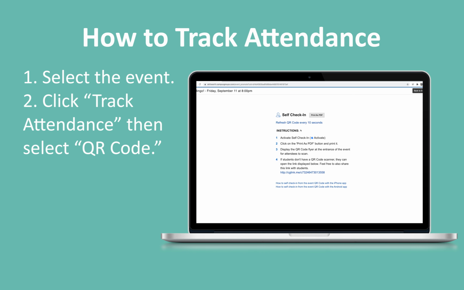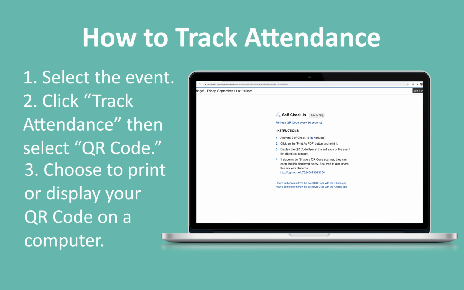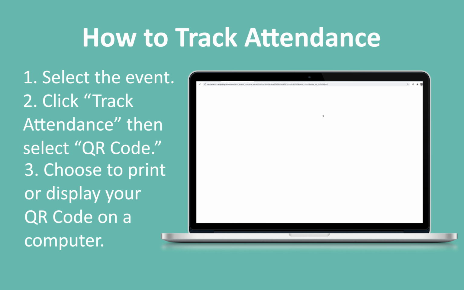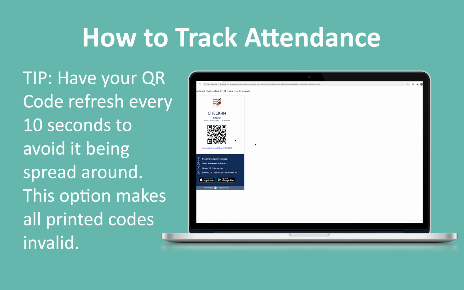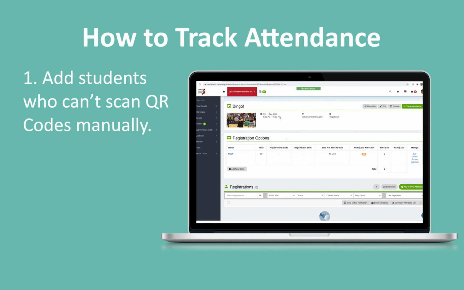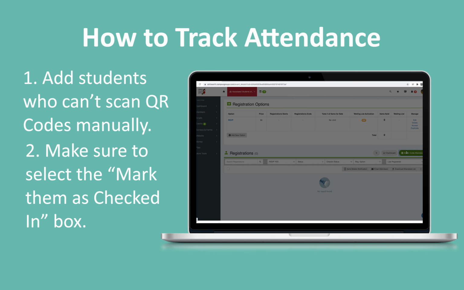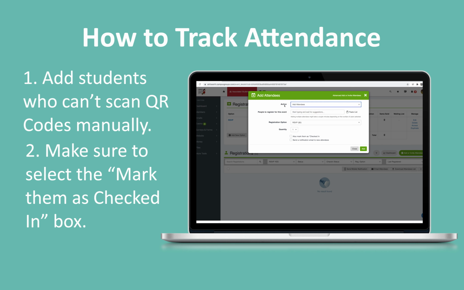You will then click the QR code option. From there, you can either print your QR code or you can click the Refresh Code every 10 seconds option to avoid the code being shared around. If you choose this option, you must keep the QR code on a computer. If a student does not have a smartphone, you can write their name down and add them through the Add Attendees button, and also mark them as checked in.